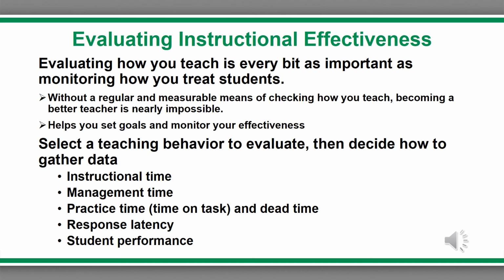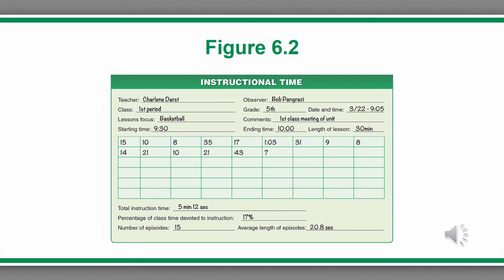Okay. So now we'll show some slides on the actual form that would be used for each one of these five. So here's an example of a form that can be used whenever you're wanting to work on limiting your instructional time. Notice on it you have your name as a teacher, then who's observing you, what period it is, what grade it is, the date and time. It's a basketball lesson, first class meeting on the unit. It started at 9:30, ended at 10 o'clock, so it's a 30-minute lesson.